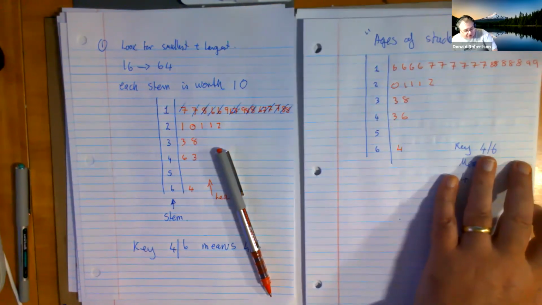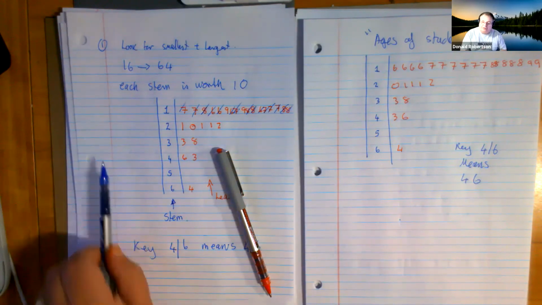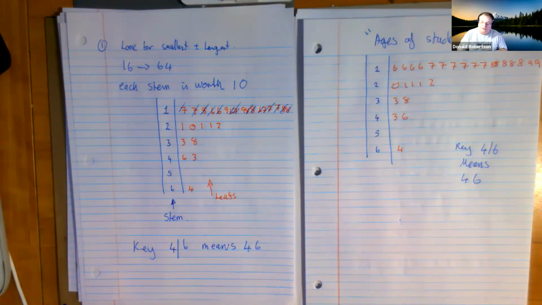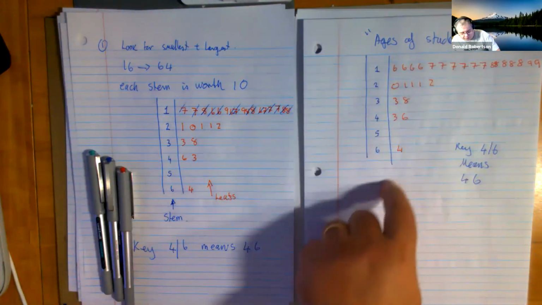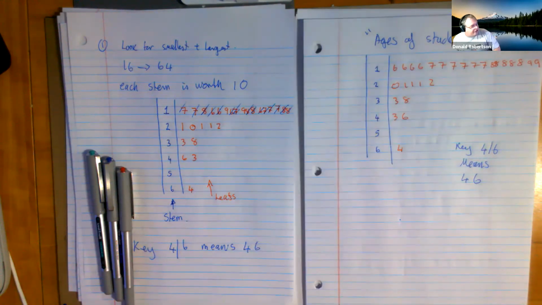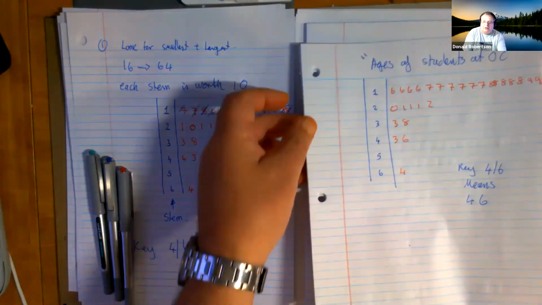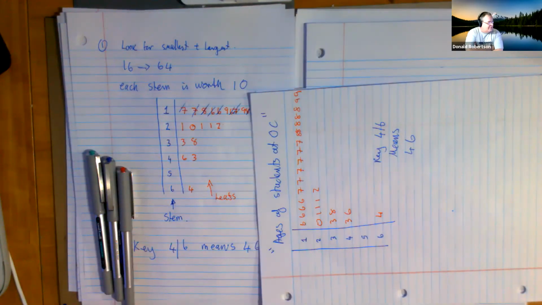Now, if this class, which I strongly suspect it's not, but if this class was a fair representation of OC students, wouldn't we be able to look at this data and get an idea of the age distribution? How many young students do we have? How many middle-aged students do we have? How many older students do we have, right? And here's another little cool thing you can do with this. Doesn't that look like a histogram?